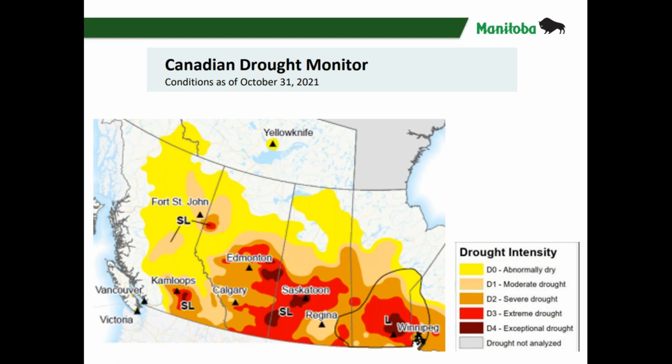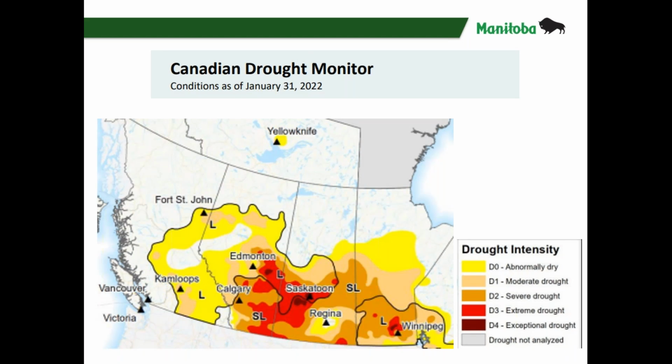And again, I don't think it's a surprise to anyone, but when we fast forward to the end of January, considering the snow that we have, we can see that things have improved in Manitoba. We can see out west that there's still some significant concern, but there are still some drought areas in Manitoba that we need to be concerned about. And the snow is good, and it's going to help. It'll help with everything from water table to the beginning of the season.